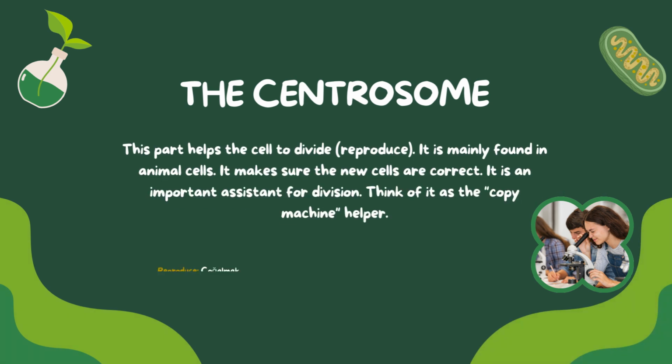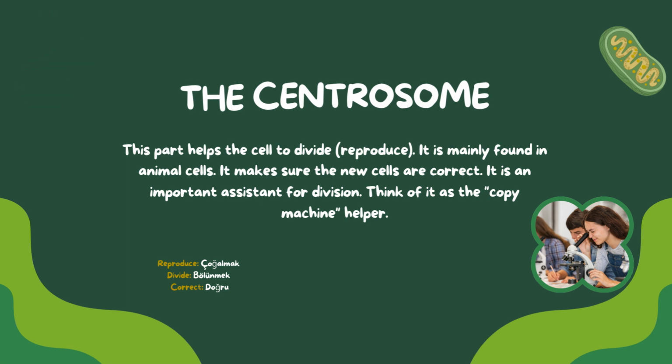The centrosome. This part helps the cell to divide, reproduce. It is mainly found in animal cells. It makes sure the new cells are correct. It is an important assistant for division. Think of it as the copy machine helper.